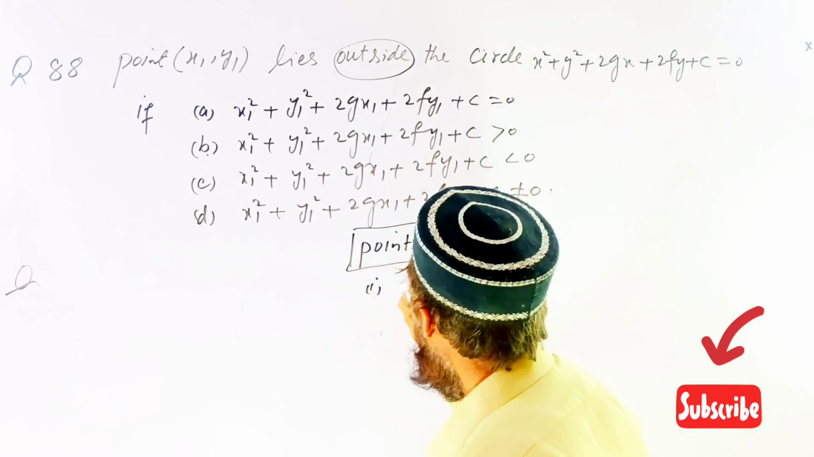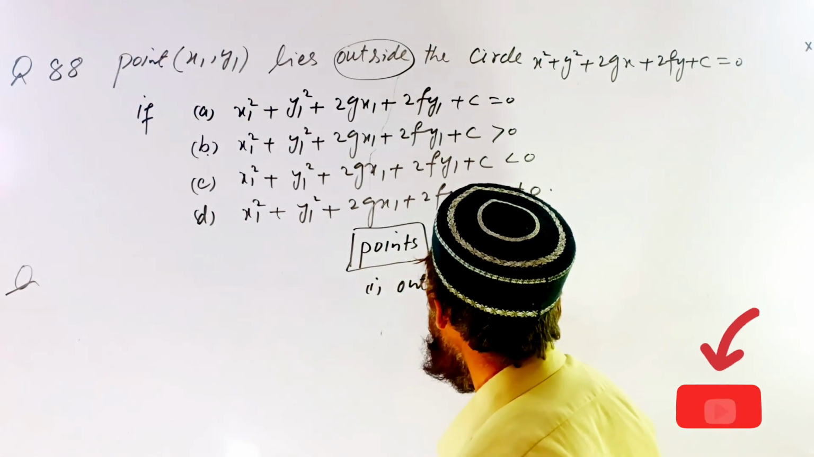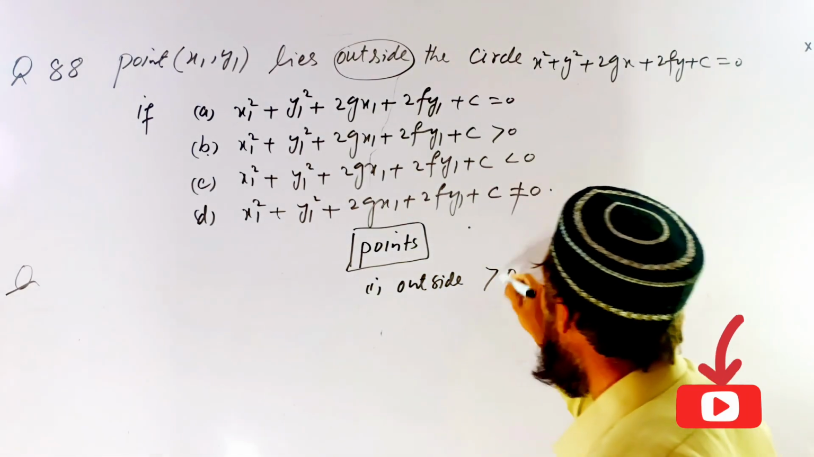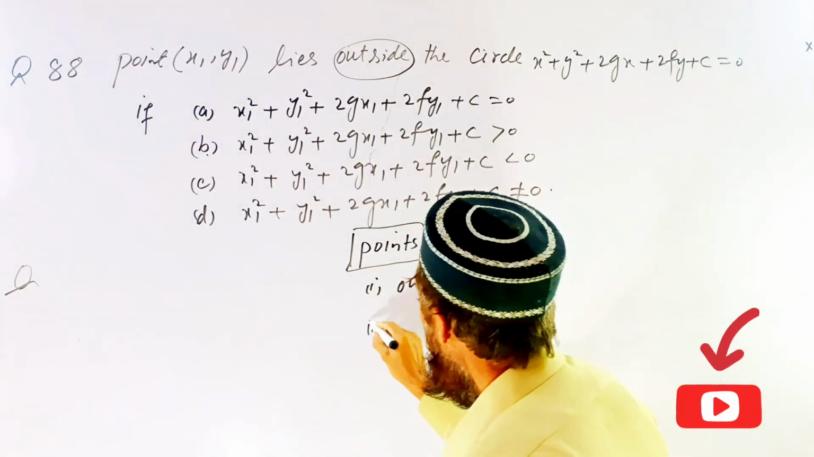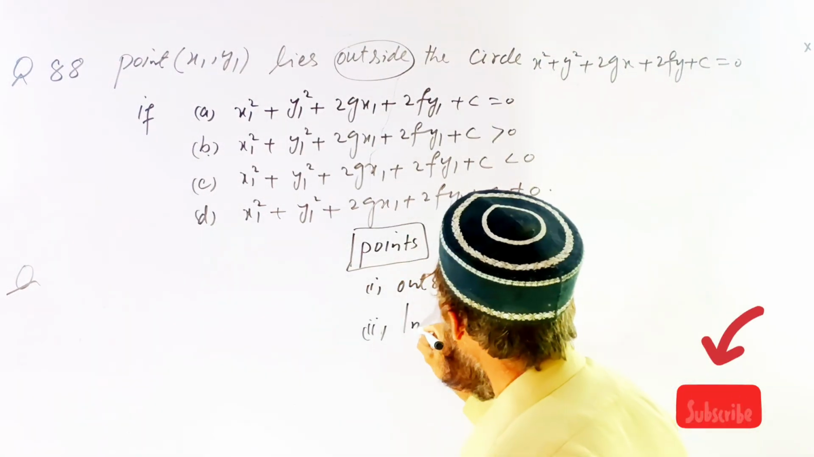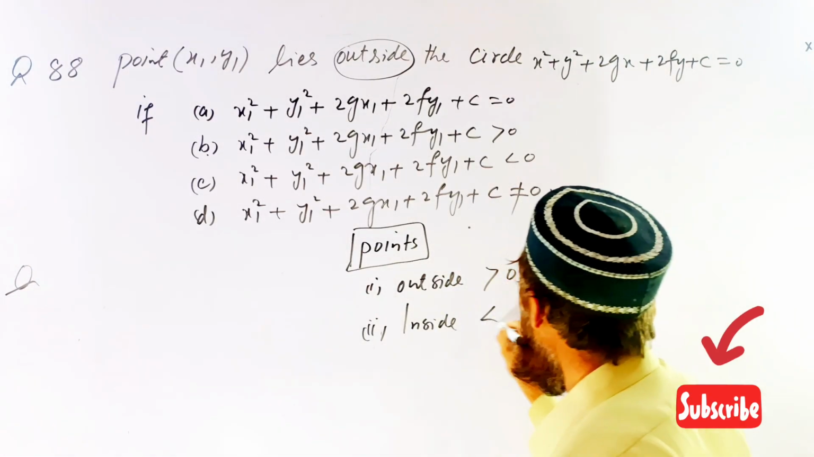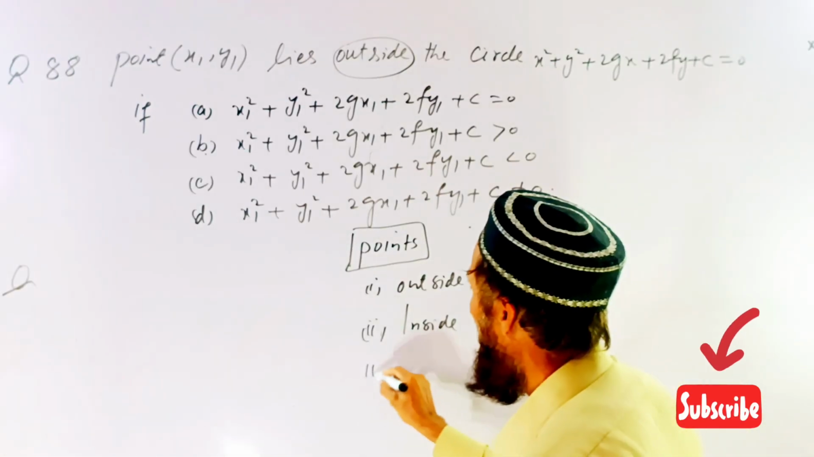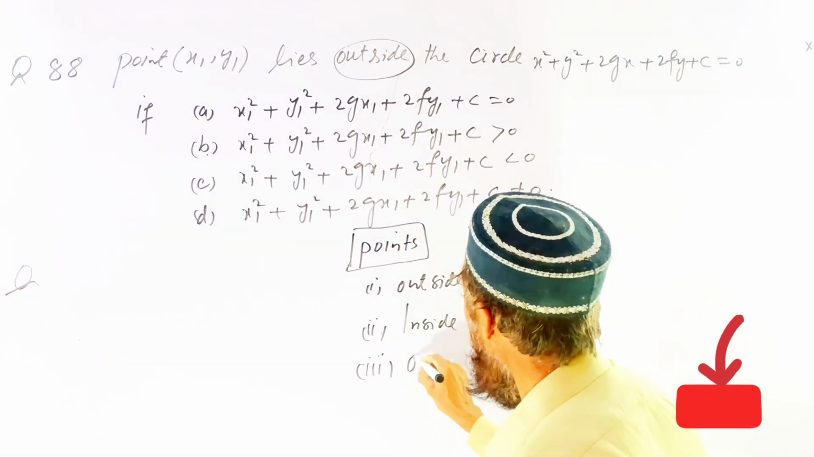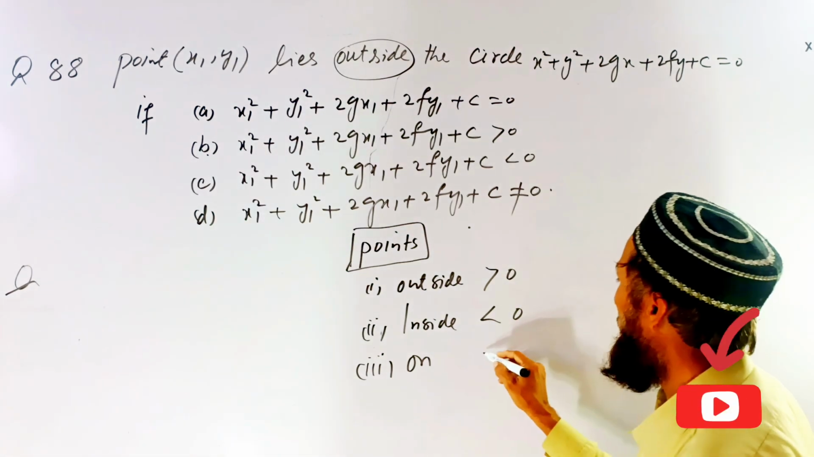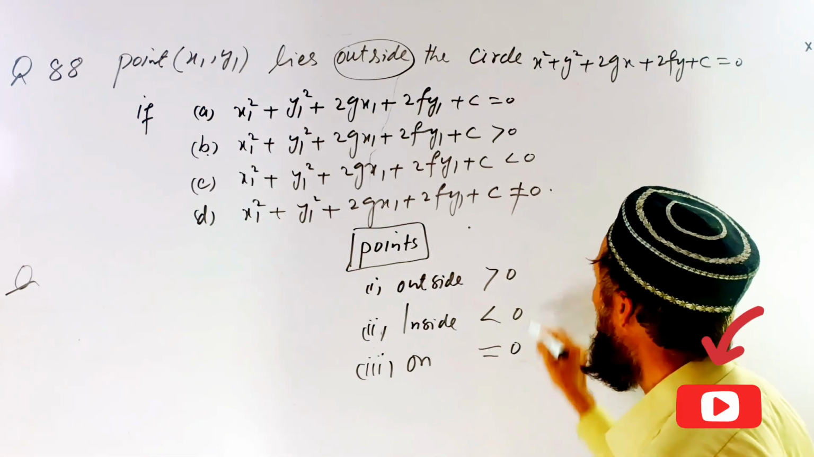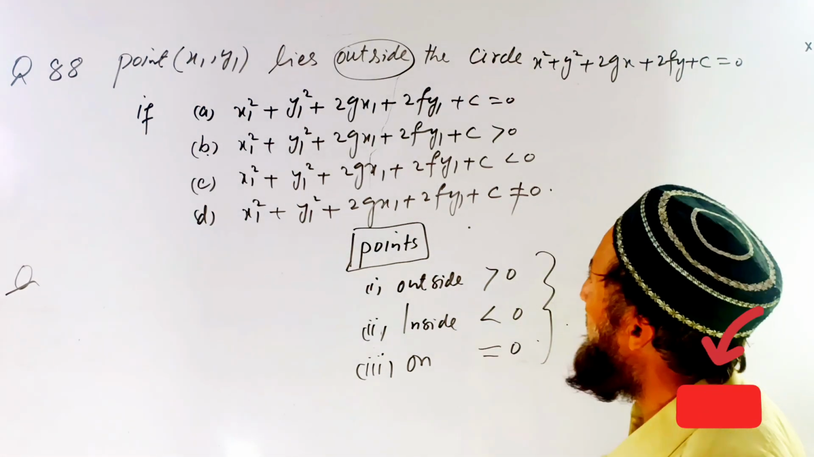If the point lies outside, this will be greater than 0, and inside this will be less than 0, and on the circle, this will be equal to 0. These 3 points must be remembered.